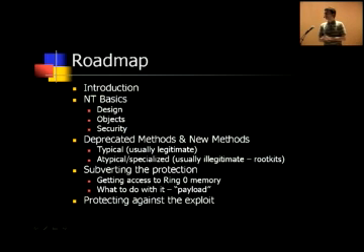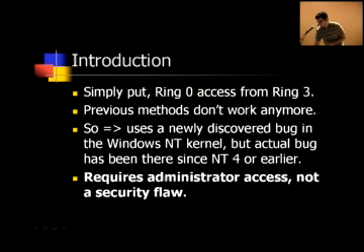And then I'll be talking about subverting the actual protection that was added, which I'll explain, and how to bypass what Microsoft added to secure the kernel, what can be done with this exploit, and finally how to protect against it. So simply put, this bug and exploit allows you to do ring 0 access from ring 3. Now, if you don't know what ring 0 and ring 3 are, I'll get to it very soon.